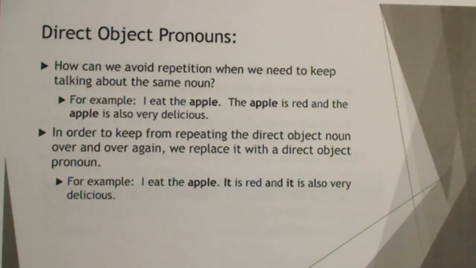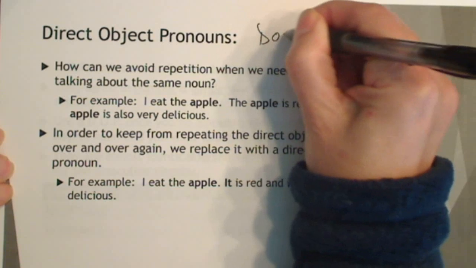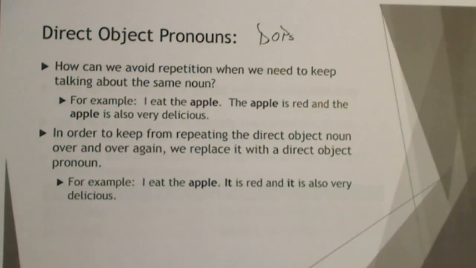Okay, now that you know what a direct object noun is, the person or thing in a sentence that is receiving the action of the verb, now you can move on and learn about direct object pronouns, or DOPs for short. Okay? And this is the main thing that you're going to learn for this chapter. Okay? We use DOPs in order to avoid repetition.